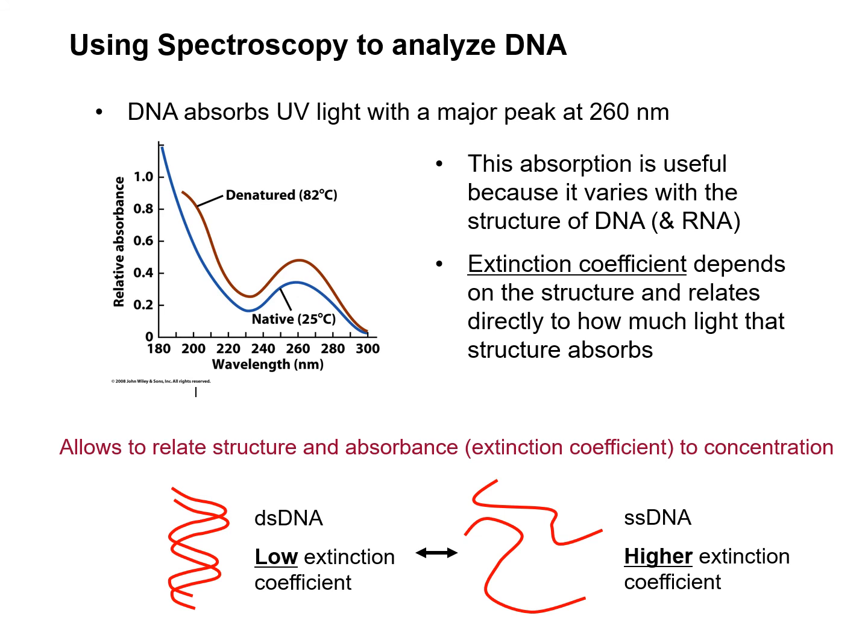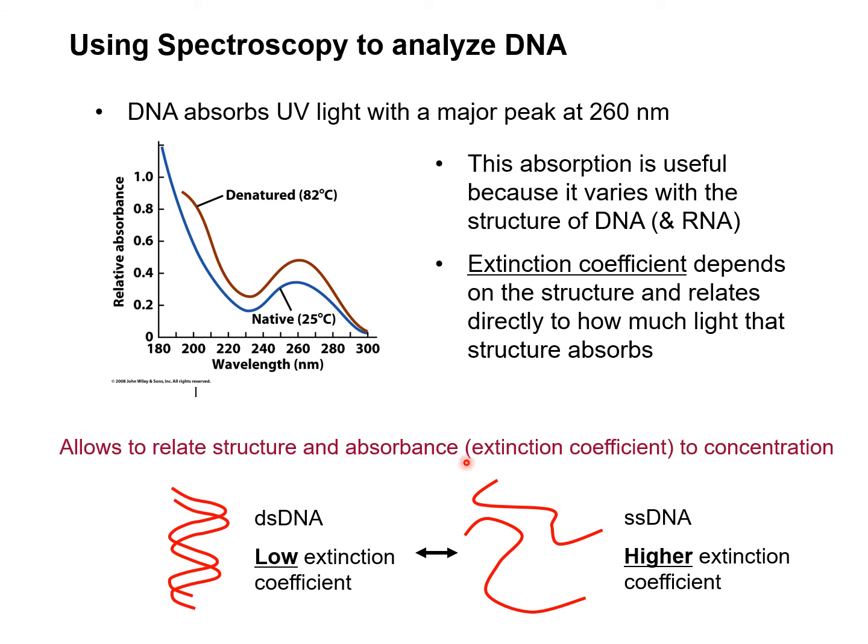You can use spectroscopy to analyze DNA, because DNA absorbs UV light with a major peak at 260 nanometers. This absorption is useful because it varies with the structure of DNA, such as single-stranded versus double-stranded DNA, as well as RNA. And the extinction coefficient, which is the amount of light that is absorbed by the molecule, depends on the structure and relates directly to how much light the structure absorbs. So this property of DNA allows us to relate structure and absorbance to concentration.